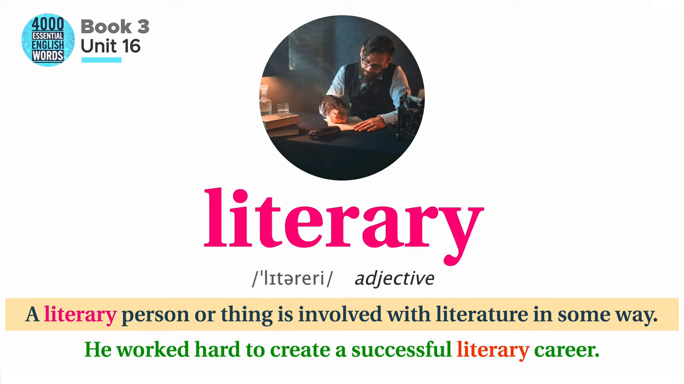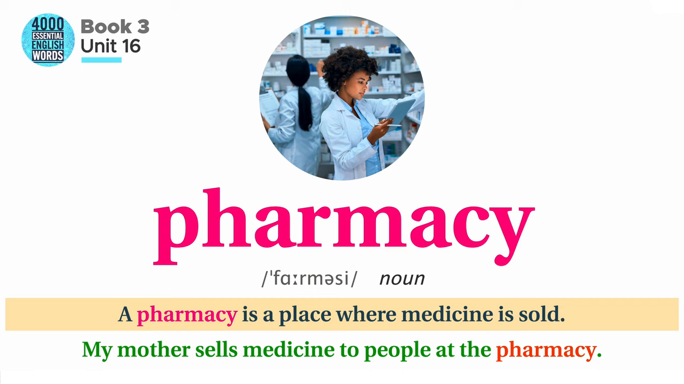Literary. A literary person or thing is involved with literature in some way. He worked hard to create a successful literary career. Pharmacy. A pharmacy is a place where medicine is sold. My mother sells medicine to people at the pharmacy.